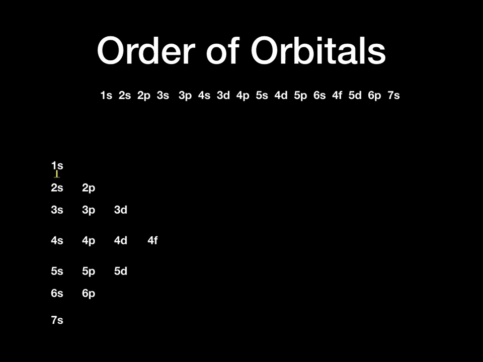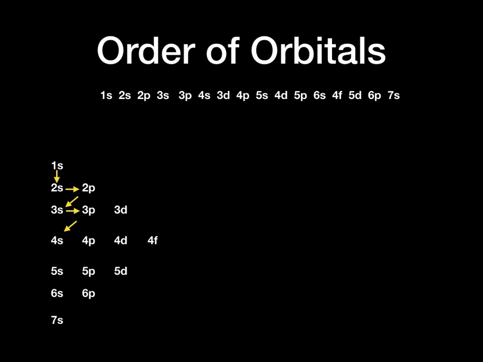So the first one would be the 1s. There's nothing down and to the left, so you go down to the 2s. From 2s, there's nothing down and to the left, so you go over to the next column to 2p. From 2p, there is something down and to the left, so you go on down to the 3s. From 3s, there's nothing listed down and to the left, so you go back over to the right, 3p, and then 3p does have something down and to the left, and that would be 4s. So this would be the order for the first six orbitals: 1s, 2s, 2p, 3s, 3p, 4s.